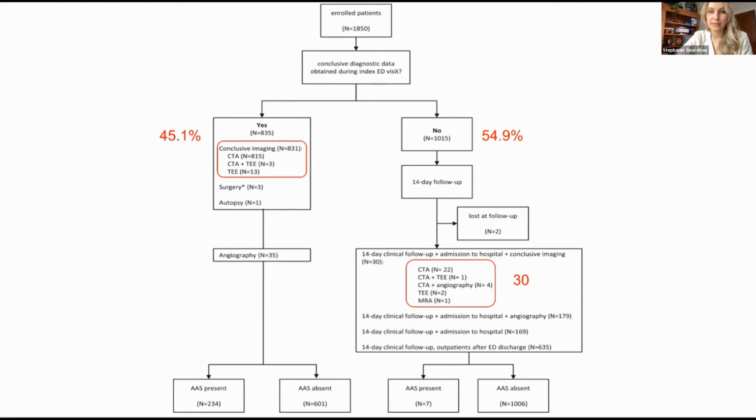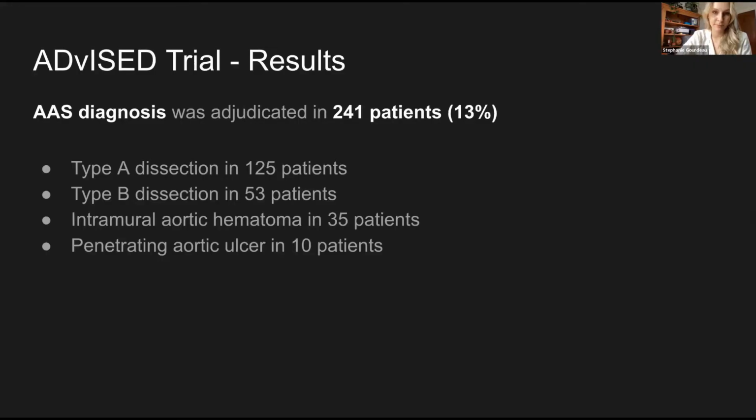This flowchart summarizes the diagnostic workup because, as mentioned in the methods, it's the physicians who determine the need for conclusive imaging at the initial index emergency department visit. So consequently, among the 1,850 patients included in the study, 45.1% got conclusive imaging at the initial index visit, and 54.9% did not get conclusive imaging at the initial visit, but entered the 14-day follow-up period. And among the 1,050 patients that were not initially imaged, that we could see in the right branch, 30 ended up getting conclusive imaging during the follow-up period.